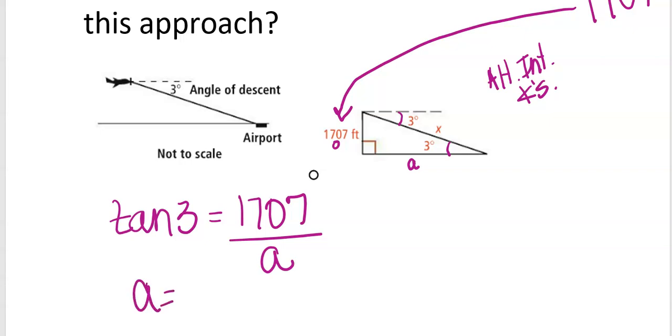I got a bigger number than you. I got 32,571. Did you divide? Yeah. Okay, do it one more time. So 1707 divided by tangent of 3. Oh, yep. I divided the wrong one.